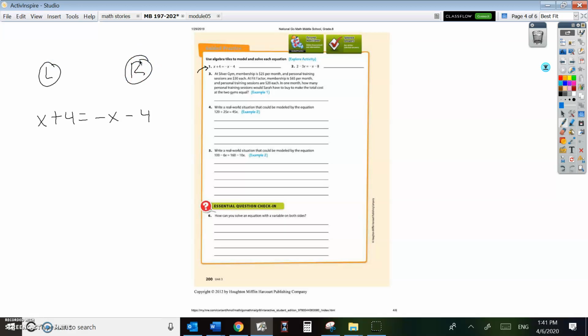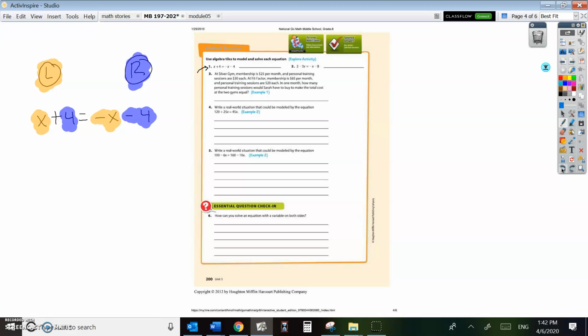And what I would like to do is put down some colors here. Let's make our left side orange, and let's try to get all of the x's on the left side. And we'll make the right side blue, and we'll try to get everything that's just a number on the right side. When you put variables on the same side and numbers on the same side, then it's easier to solve. So this variable, minus x right here, let's work with that first.